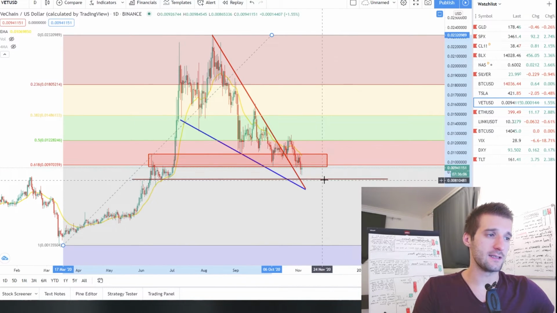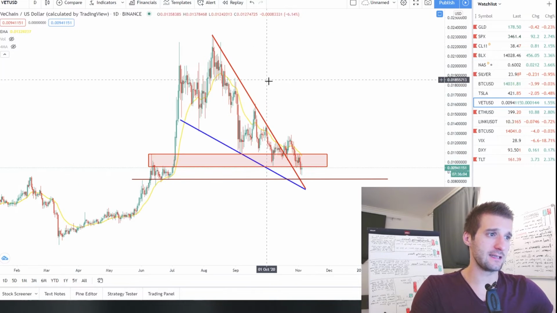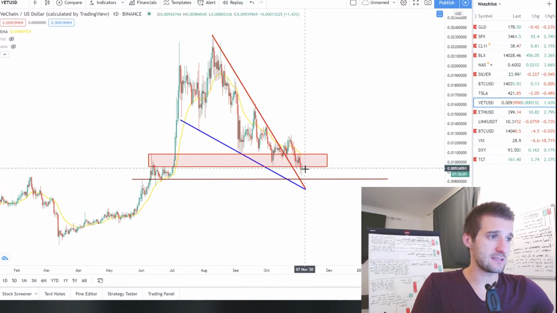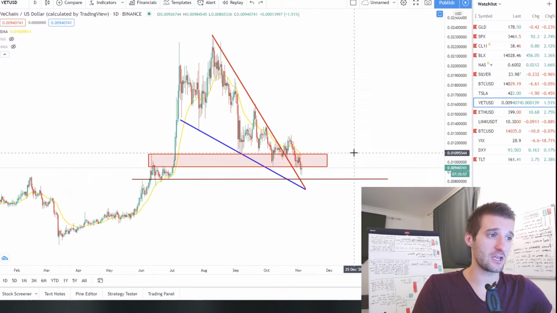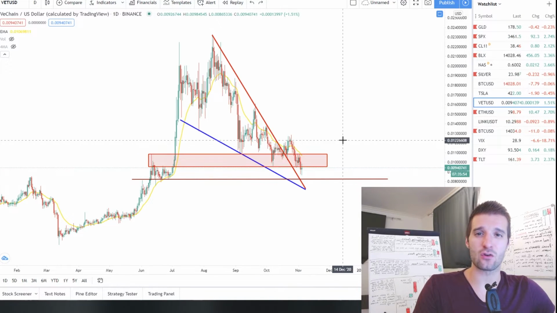If we draw this line over here, I can just delete this one so you can see better. So this is the thing that I'm expecting to see over here, some sort of a bounce from here and then breaking the rest of the moving averages.